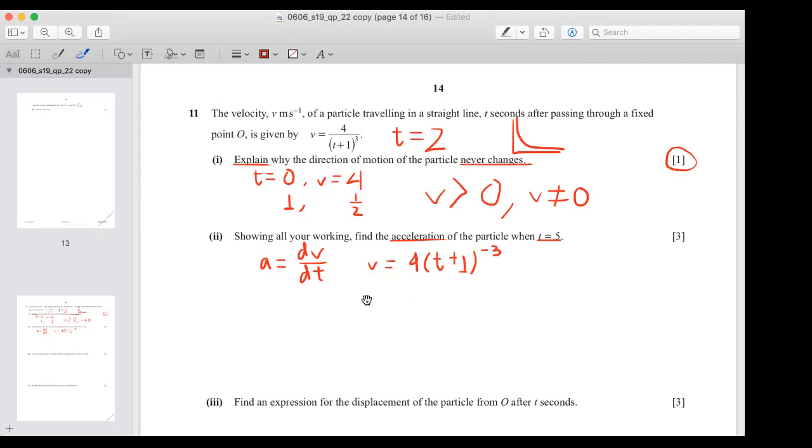So what is the derivative of this equation? Well, it's pretty simple. a equals, I'm going to explain this step by step. First, you bring down the power. You bring this power to the front. So negative 3 times 4.